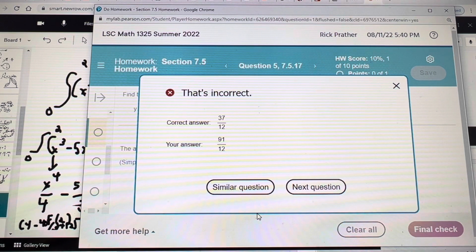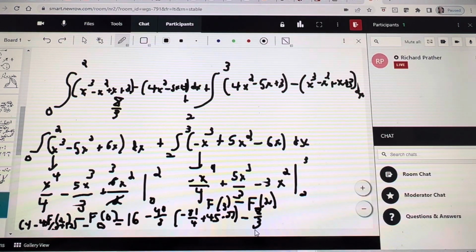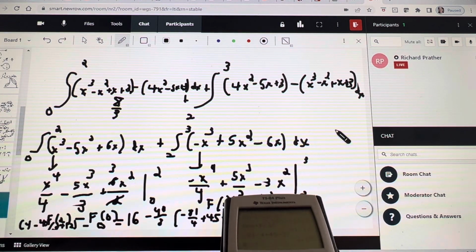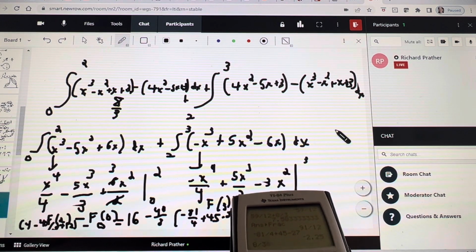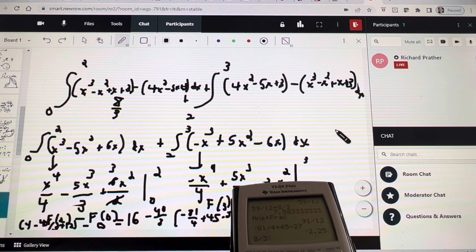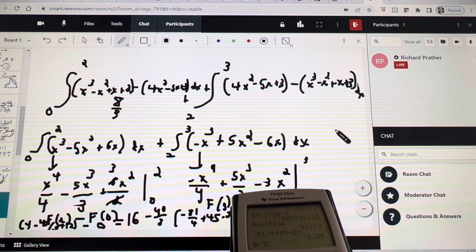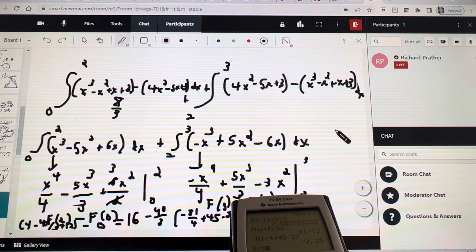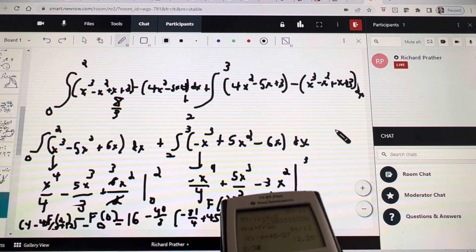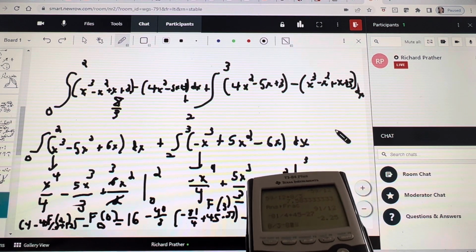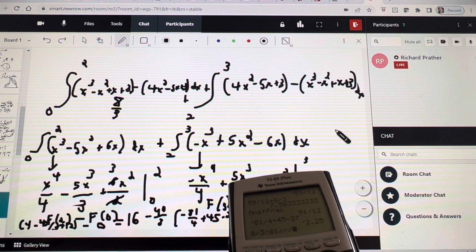$37 over 12. So could it be, maybe these don't cross and I should have just gone all the way from 0 to 3. That might be what's wrong, although I thought I accounted for that. If it was 8 over 3, it would be big F of 3 minus big F of 0. So negative 81, it was this right here.